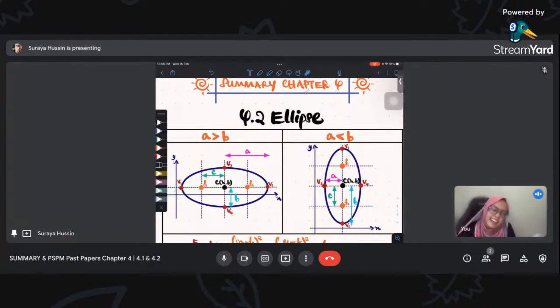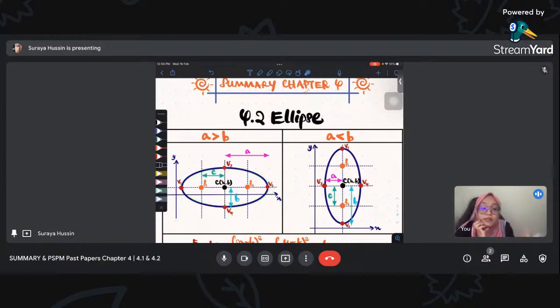Ya ke? Dia panggil horizontal ellipse. Sorry, saya pun tak sedar lah yang itu. Saya pun tak berapa ingat kita panggil dia apa. I'm so sorry. Okay, let's say lah saya panggil dia horizontal.